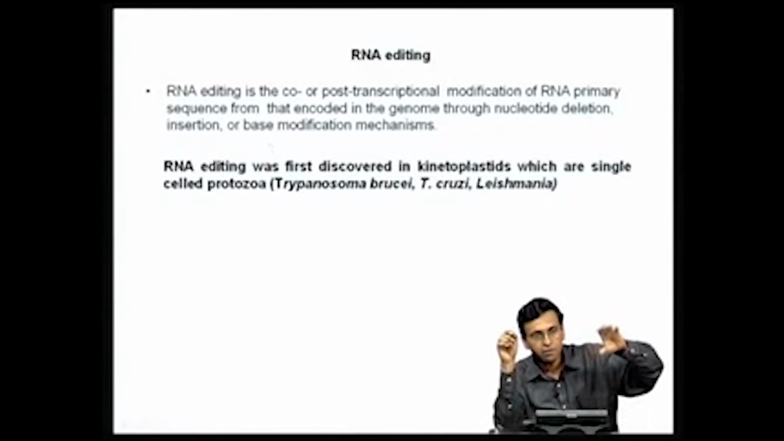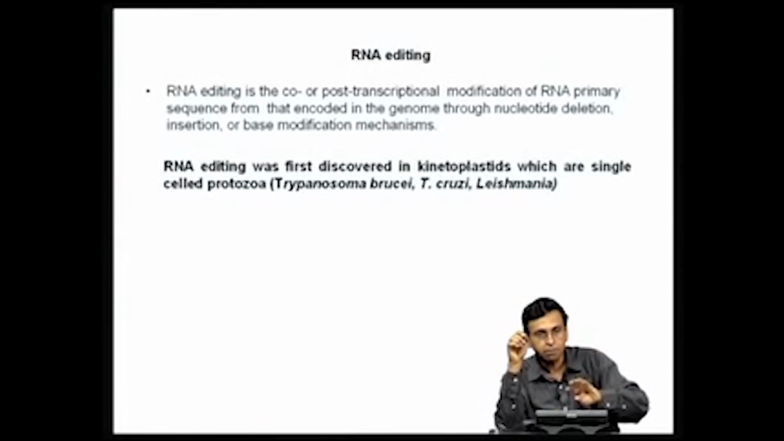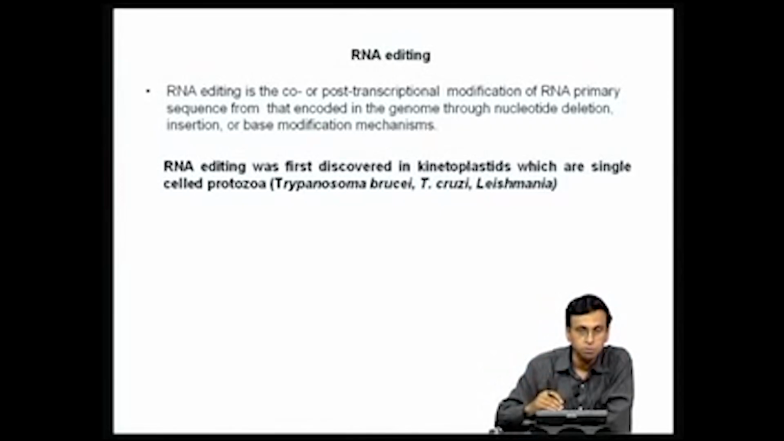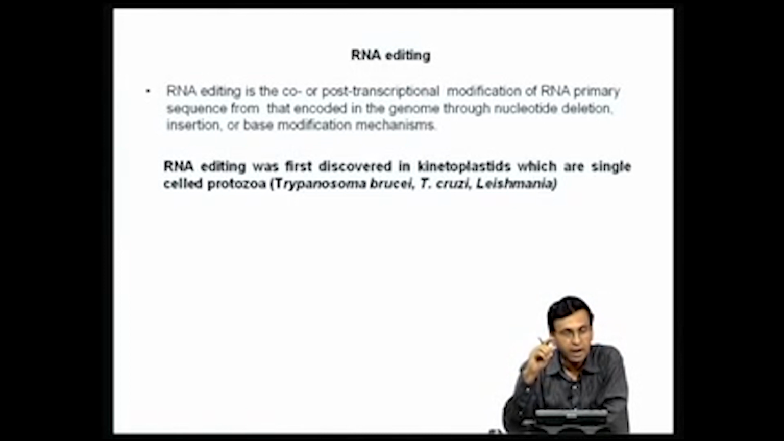That means once the pre-messenger RNA is synthesized, either certain bases can be added, or certain bases can be deleted, or certain bases can be modified. That means the pre-messenger RNA sequence need not be exactly the same as the mature messenger RNA because of these modifications. We already know one of the major differences between the pre-messenger RNA sequence and the mature RNA is that the mature RNA does not contain introns.